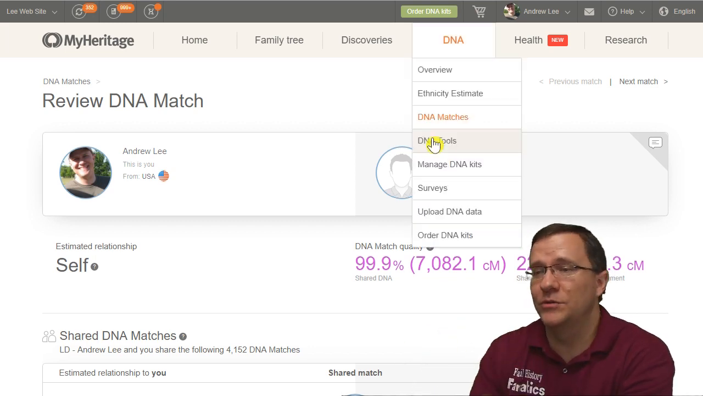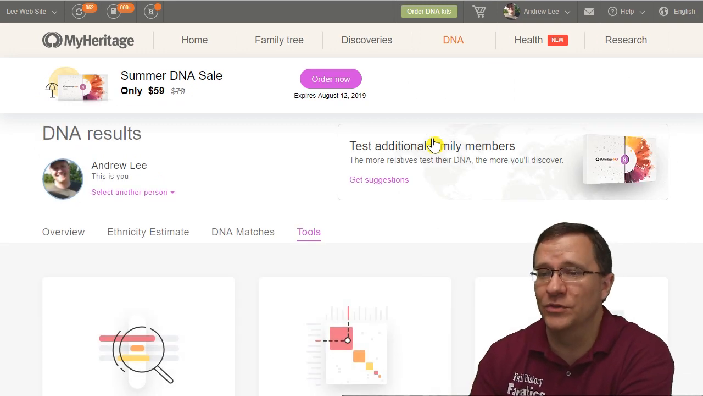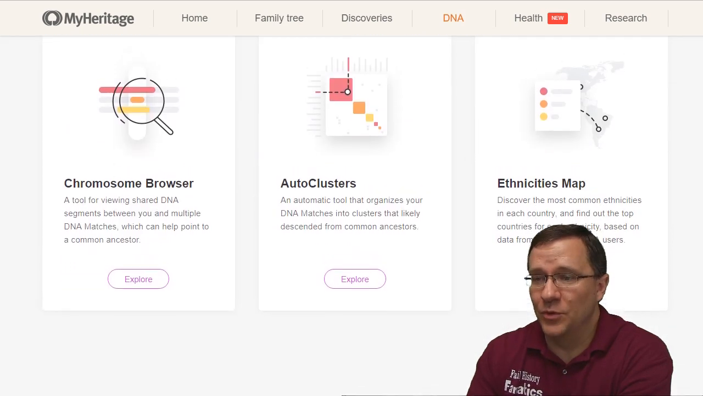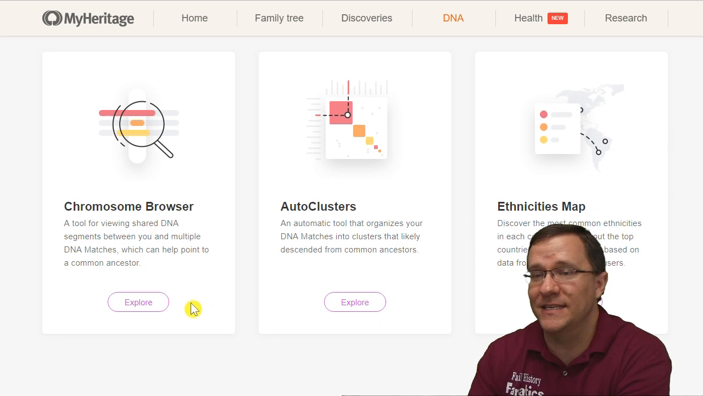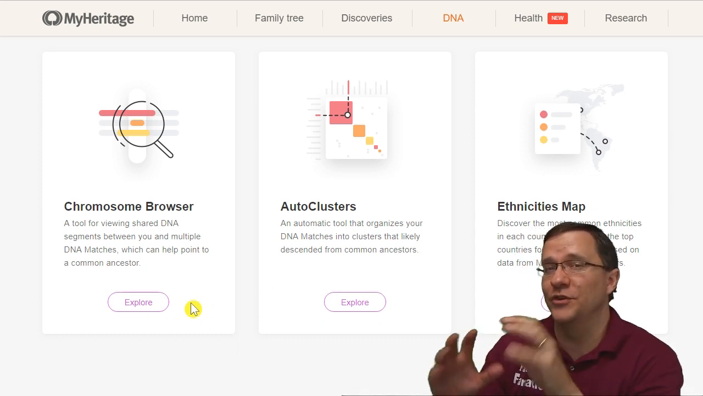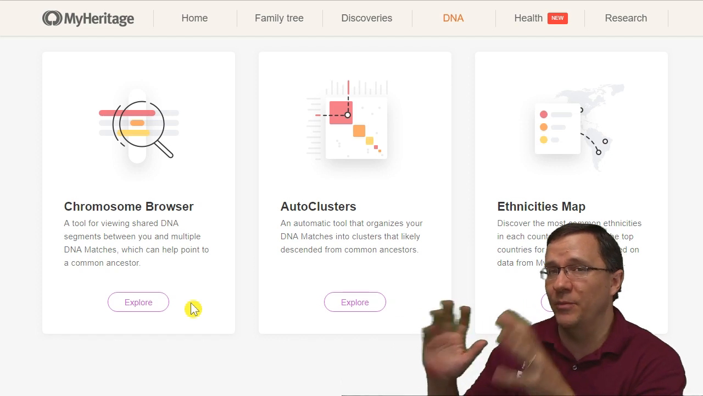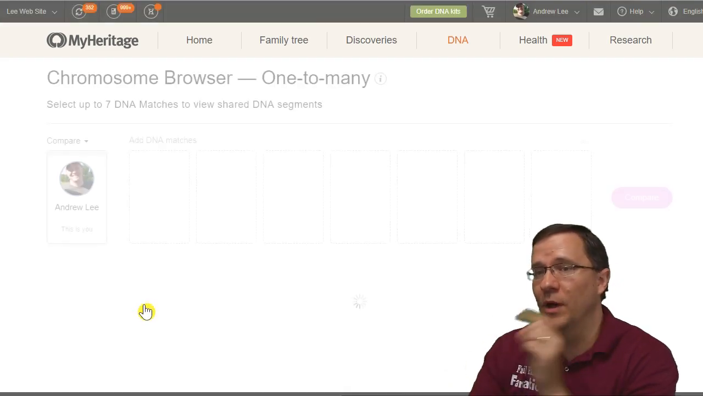Now next, I want to go to the DNA tools, because MyHeritage has some great tools for helping to analyze your DNA. There's 3 tools listed here. There's the chromosome browser, there's the auto clusters, and there's the ethnicity map. Now this chromosome browser is a little bit different than the chromosome browser you see when you look at a shared match. All that chromosome browser is doing is looking at one person.